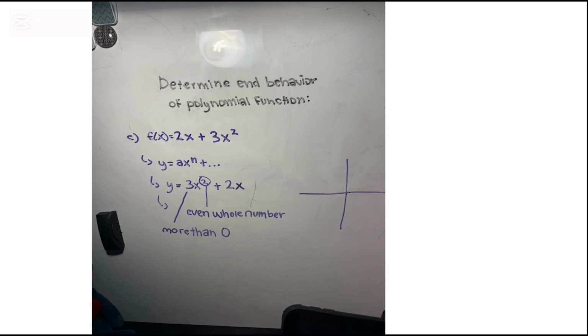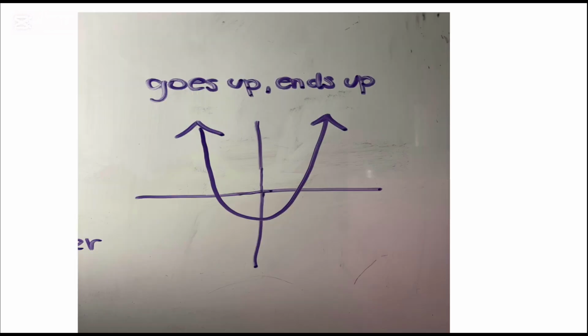Now we're going to look at the leading coefficient and the degree. We can see that the leading coefficient is the 3. It is more than 0 and the degree is 2. It is also an even whole number. By knowing that, we can see that the graph will start up and end up.